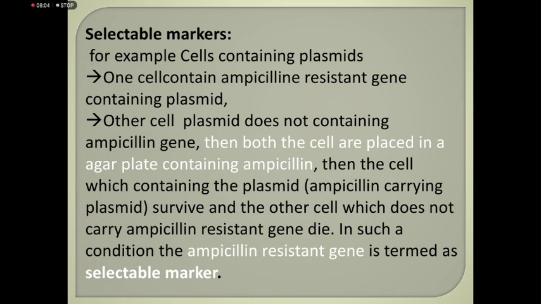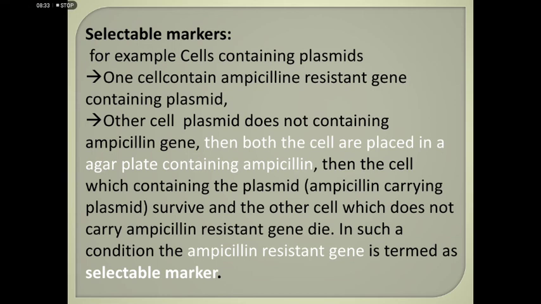One cell contains an ampicillin resistant gene containing plasmid. That means there are two cells. In the first cell there is no alteration taken place. Both ampicillin and tetracycline genes are present in that plasmid. In the second cell, the plasmid does not contain the ampicillin gene.